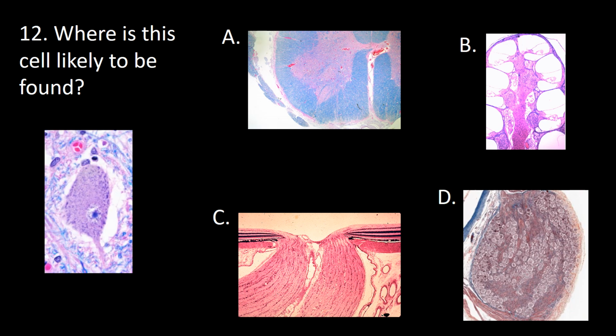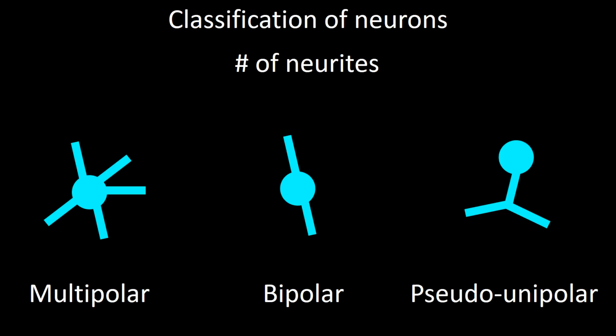Next question. Where is this cell likely to be found? Please take a look at these images and select the correct one. The cell in this question is a multipolar neuron. This is often hard to say based on the appearance of the multipolar neuron on many specimens. Multipolar neurons are probably the most frequent type of neurons encountered in the nervous system.